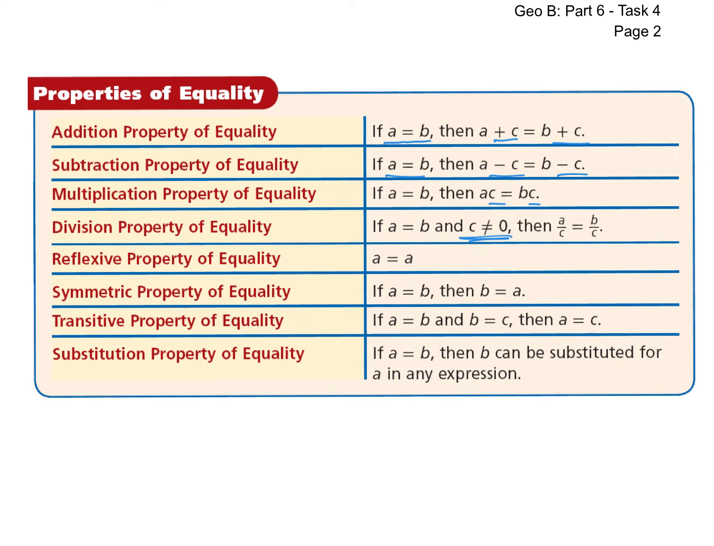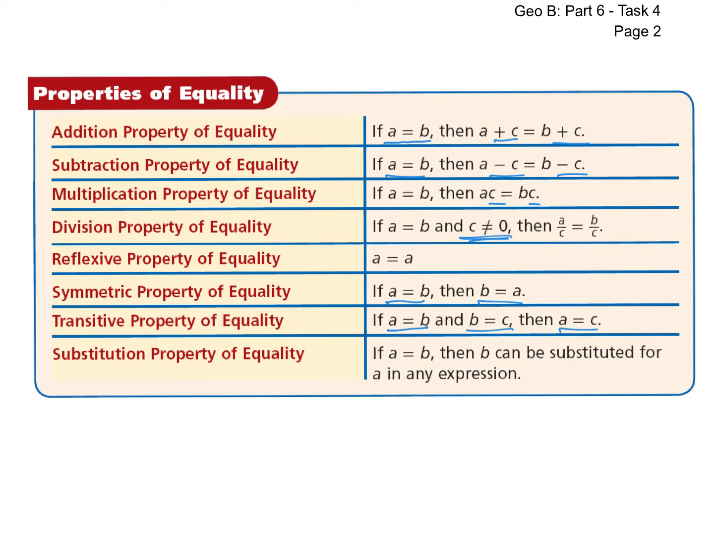Then we have the symmetric property of equality. I'm sure you've seen this before. If you have a equals b, then you can switch it around and say that b must equal a as well. The transitive property is a little more complicated. It says if a equals b and b equals c, then a must also equal c, which makes sense if you think about it. And then finally, another one that I'm sure you've used before is the substitution property of equality. If a equals b, then you can substitute b for a in any expression.